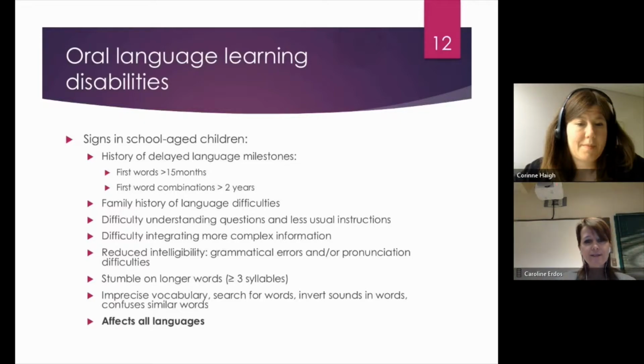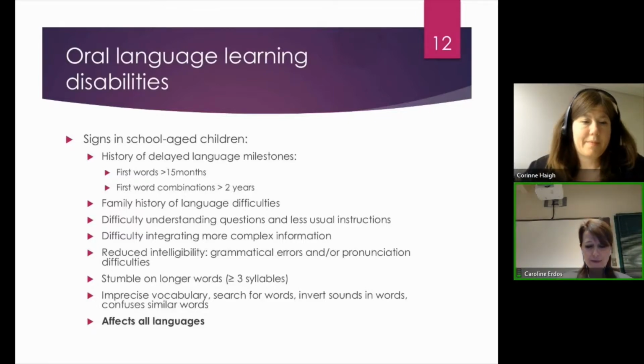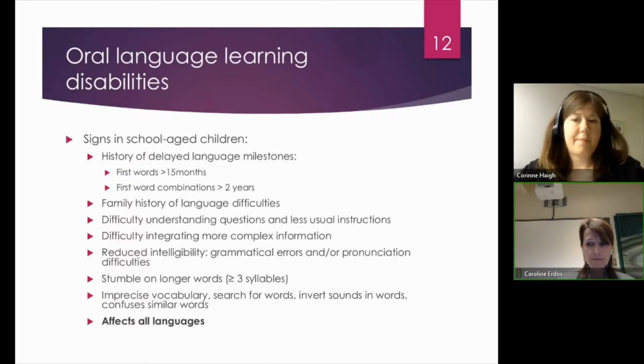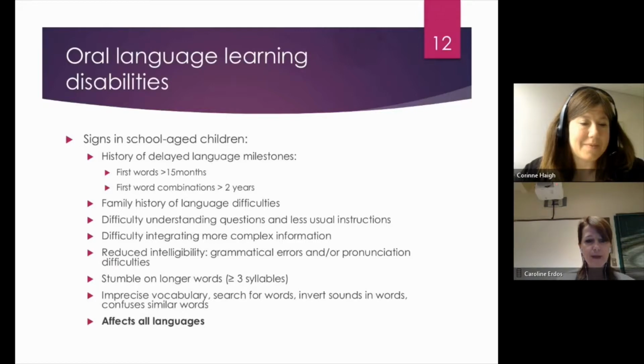They will also have difficulty with less usual instructions. So if you give them an instruction the same way all the time, and then another time you use a different phrase or a different term to ask the same question, they may have difficulty with that. They will also be less clear when they speak. So they will make more grammatical errors even when they're older. They will have pronunciation difficulties even when they're older.